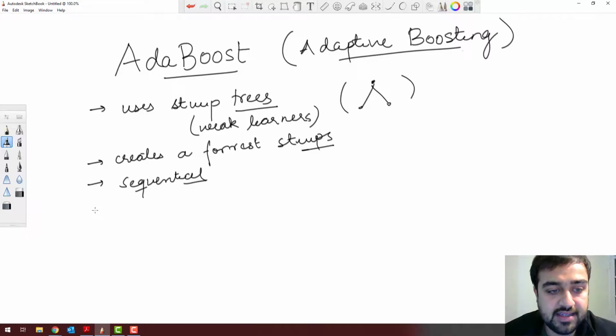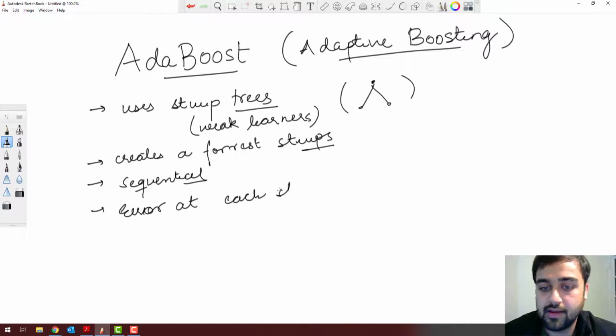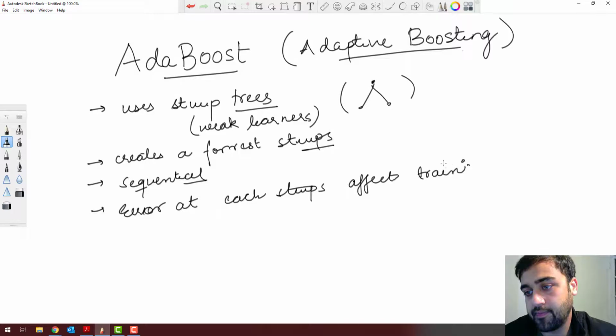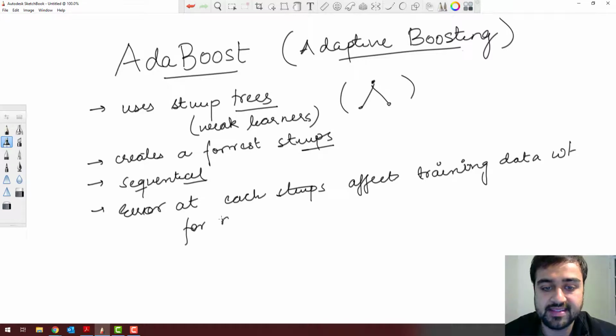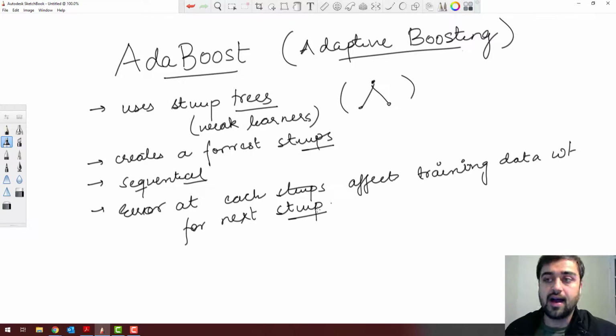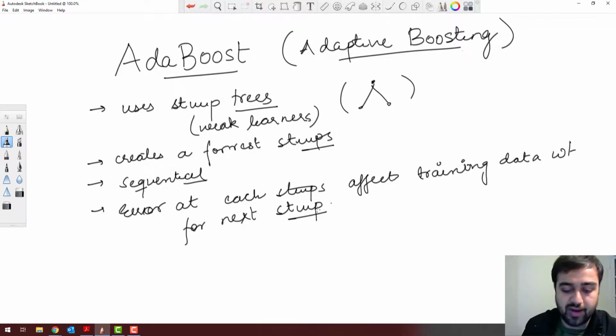Error at each stump affects the training data weights for the next stump, right? Because if it's misclassified, we have to increase the weight, but if it's classified correctly, we need to reduce the weight or lose its weight, right? So depending on the performance, each stump is given a different weight.